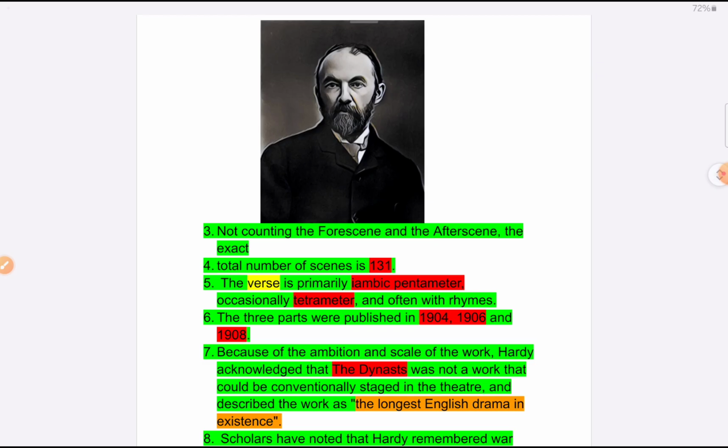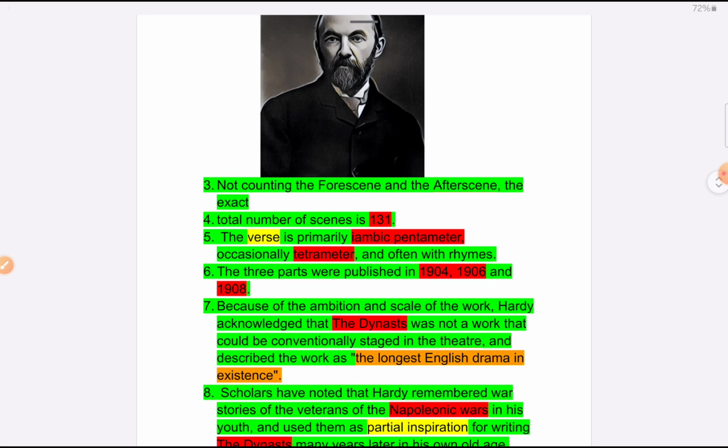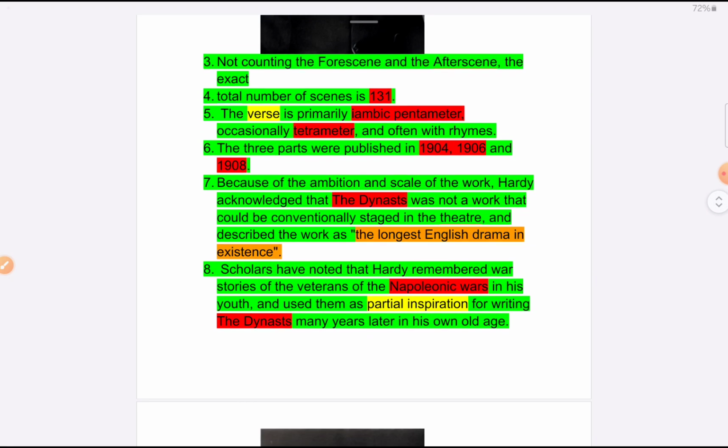The verse of The Dynasts, the epic drama or verse drama, is primarily iambic pentameter, occasionally iambic tetrameter, and often with rhymes. As I have already told you, the three parts were published in 1904, 6, and 8. Because of the ambition and the scale of the work, Hardy acknowledged that The Dynasts was not a work that could be conventionally staged in the theatre and described it as the longest English drama in existence.